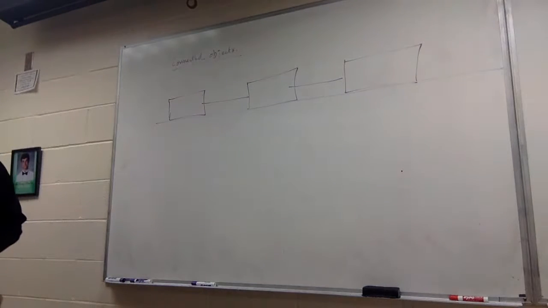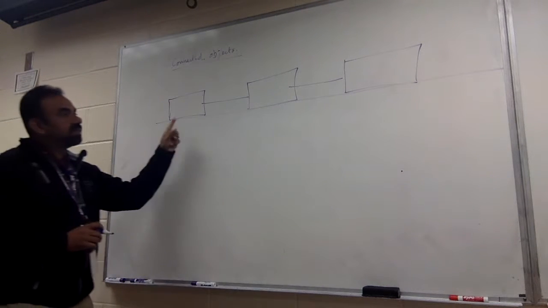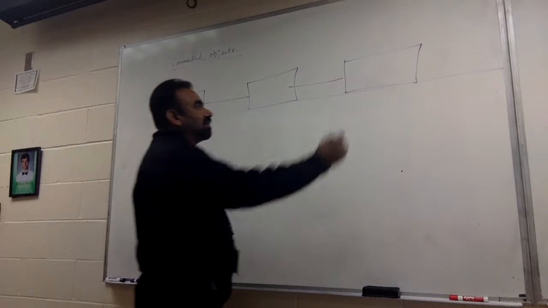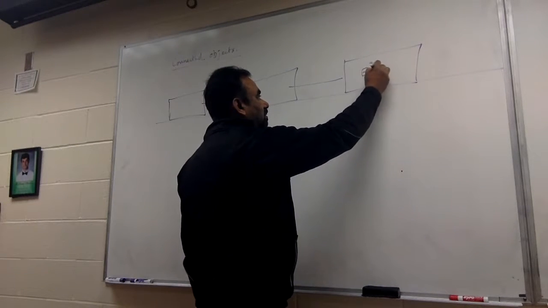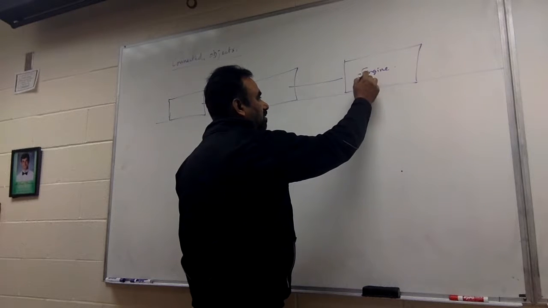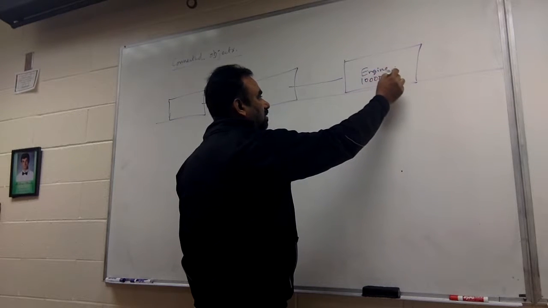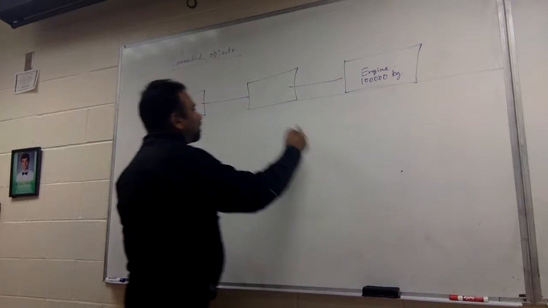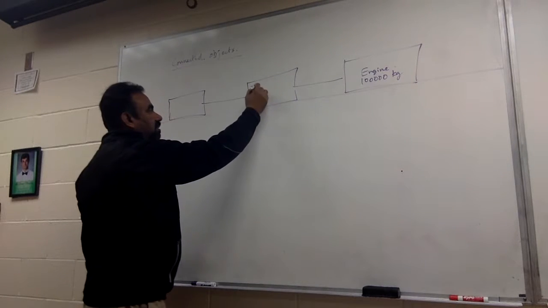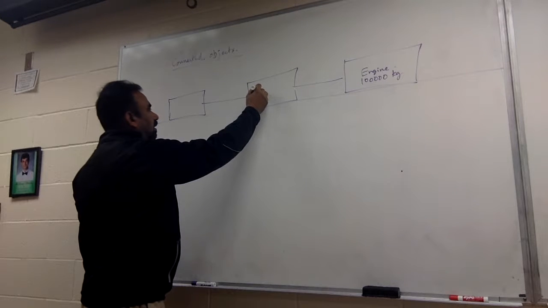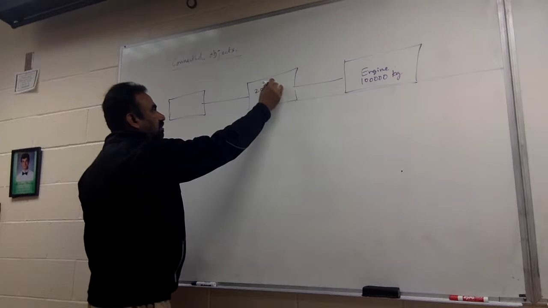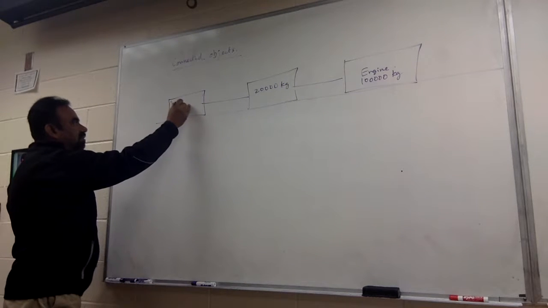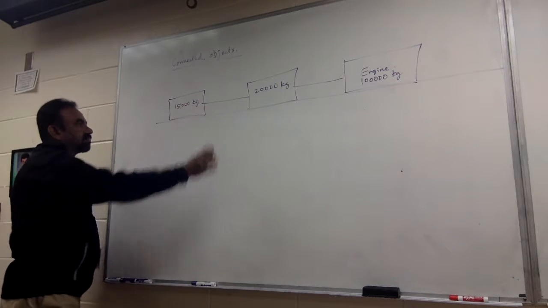Going back to connected objects, let's say it's a small train. This is the engine. The mass of the engine is 100,000 kilograms. And these are two compartments. Let's say this one is 20,000 kilograms, and this one is 15,000 kilograms.